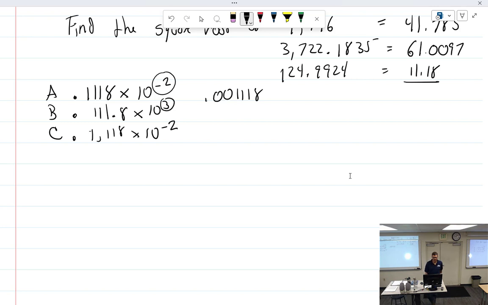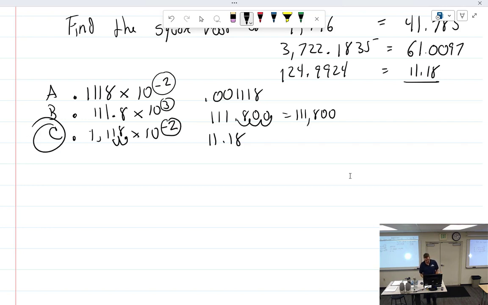All right, unpack this. This number is going to get bigger or smaller? Bigger, by how many places? 3. So that's 111.8. We'll go 1, 2, 3. I got 2 more zeros. So that's 111,800. That did not work out. And 1,118 times 10 to the negative second. So that number is going to unpack and be smaller. If the decimal place is right there, it goes 1, 2. That makes it 11.18. That is the correct answer.